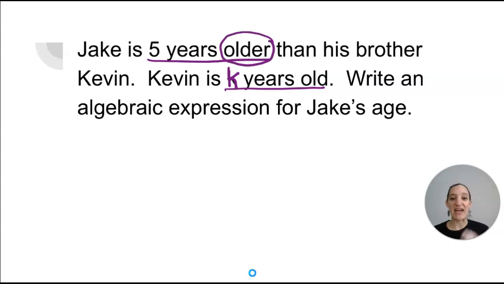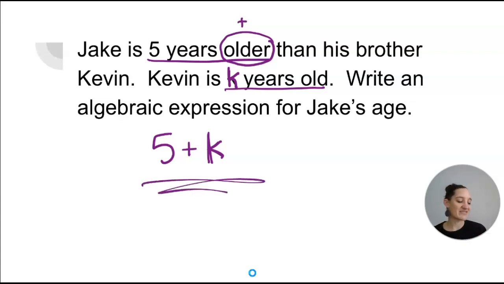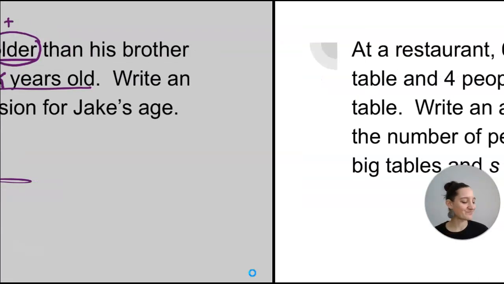That means once we know Kevin's age, we'll just add 5 years to that, won't we? So let's take 5 years and let's add Kevin's age to it. As soon as we know Kevin's age, we'll plug it in for the K, add 5 to it, and we will have Jake's age. So this is an algebraic expression that will tell us Jake's age as soon as we know Kevin's age, right?